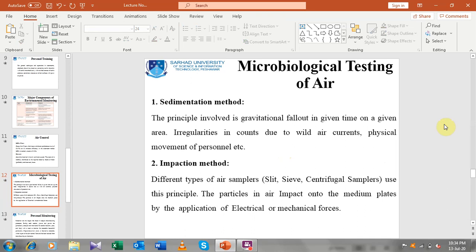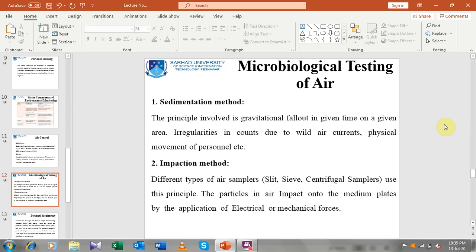Next is the microbiological testing of air. There are two different methods for microbiological testing of air. The first one is termed the sedimentation method and the second one is termed the impaction method. The principle involved in the sedimentation method, as the name indicates, is sedimentation, that is weight. The principle involved is gravitational fallout in a given time and a given area, and irregularities and counts due to wild air currents and the physical movement of personnel, etc. are checked, and these are noted.